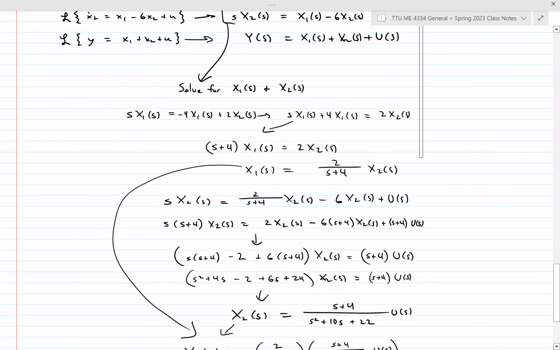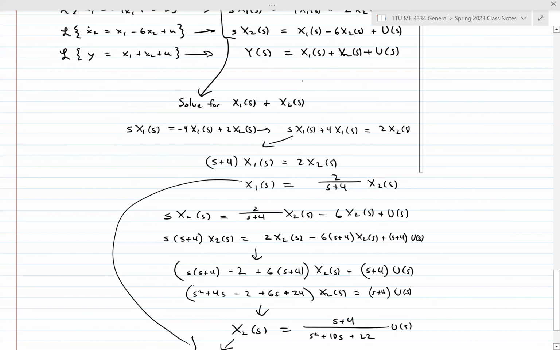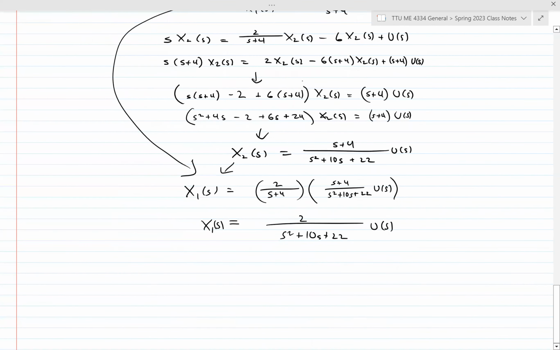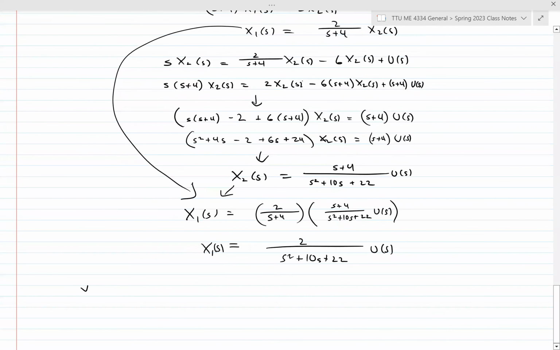Put it back in to our output equation here, right? And then solve for y over u, right? So our output equation was just x1 plus x2 plus u of s. I'll write it down here. And you guys just tell me what that should end up being for our transfer function. Was it just 1 times u? It was.